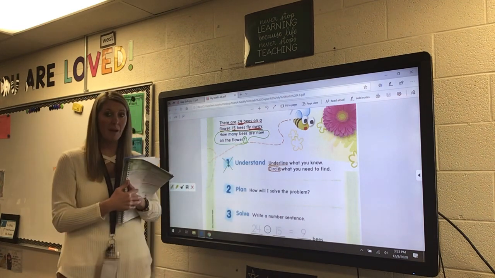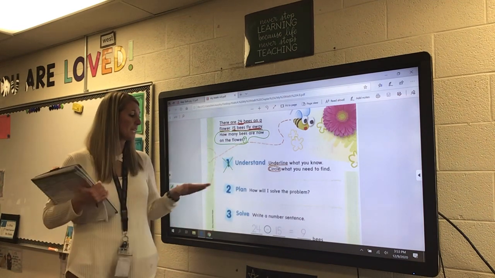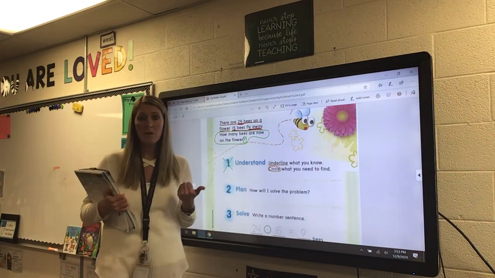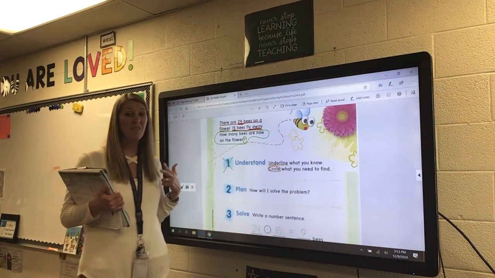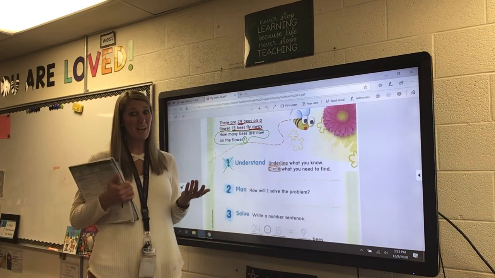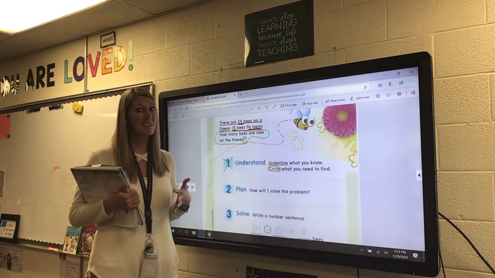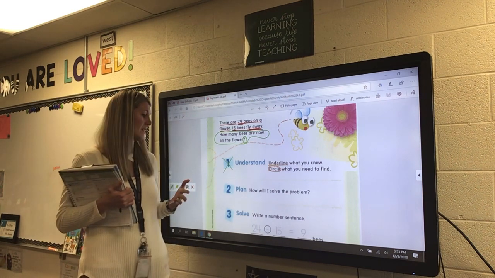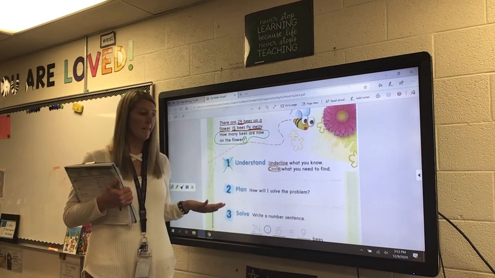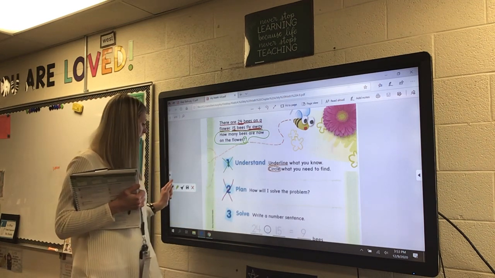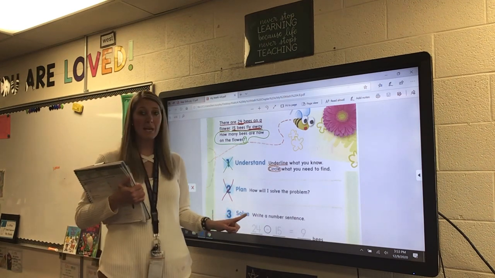We're understanding the problem. Number 2, we need a plan. How will I solve the problem? We could draw this out. We could act it out. We could find a pattern. But since we've been working with subtraction, I think the easiest way to solve this problem would be to write a number sentence. So number 3, let's solve it. I'm going to cross off number 2. Number 3, let's solve it. Let's write a number sentence.